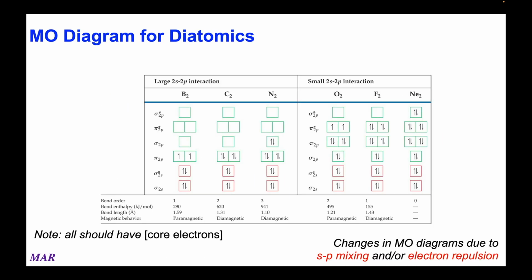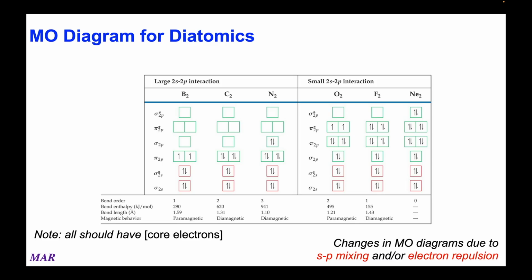This shows the trends of going from B2 to Ne2, the 2p interactions. And again, notice on the left-hand side, you have the NBC diagram, 2, 1, 2, 1, where the pi's are first, sigma is next, pi star and sigma star. But the right-hand side, those are the FONE, the phone ones. They're 1, 2, 2, 1.